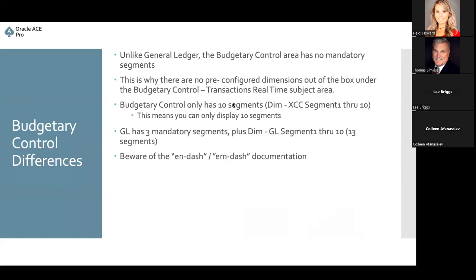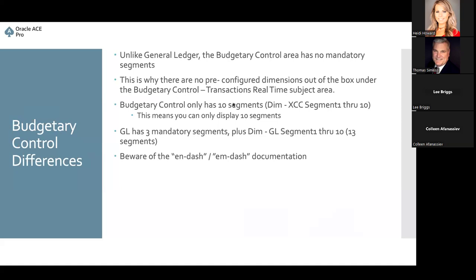If I look at budgetary control, as I said, there are no mandatory segments when you're doing budgetary control. There is no requirement that you've got to have a balancing segment, cost center segment, natural account segment. So yes, still you have to do this for everything on that side. And that's why if you look at the budgetary control transactions real time, you don't see any dimensions out there. Nothing comes out of the box, therefore you don't see them. You do still have to run this process.